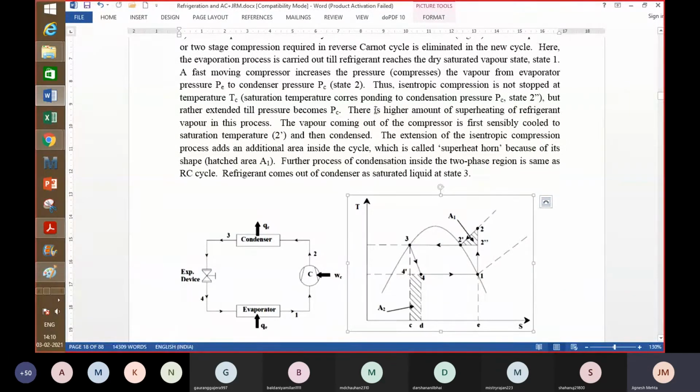The vapor coming out of the compressor is first sensibly cooled. So the next process is 2-3. So 2-2' is sensible cooling of the vapor.